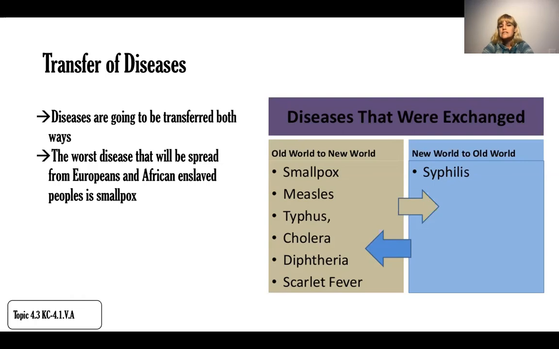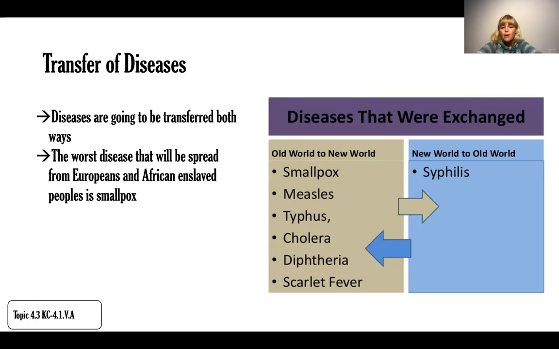But the worst disease that is going to be spread is smallpox. So Europeans and African enslaved peoples will bring smallpox into the New World. Smallpox is an incredibly deadly disease. It's horrific. If you guys have strong stomachs, I would recommend looking it up, but if you don't have a strong stomach, do not look it up. It's horrifying. And it is very, very deadly.